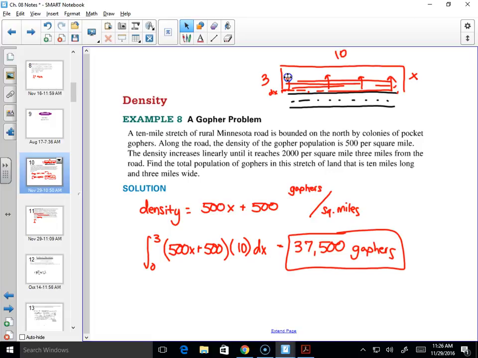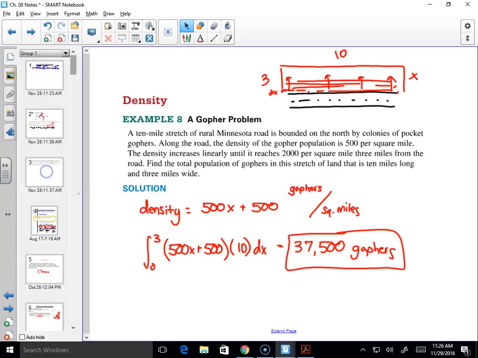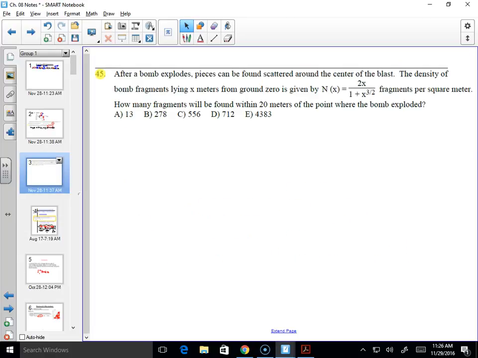Let's go peek at our number 45 then. This is the one correction we weren't able to finish from yesterday. Here it is, number 45. Why does this work? Why does it apply? Because it's talking about density, right? How many bomb fragments? It's like gophers, but they're bomb fragments.